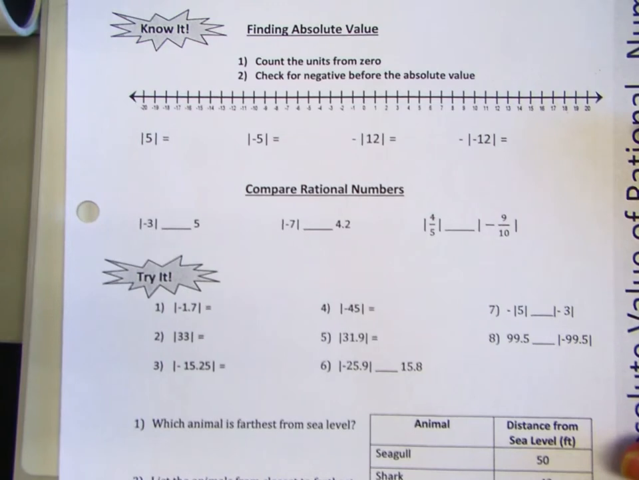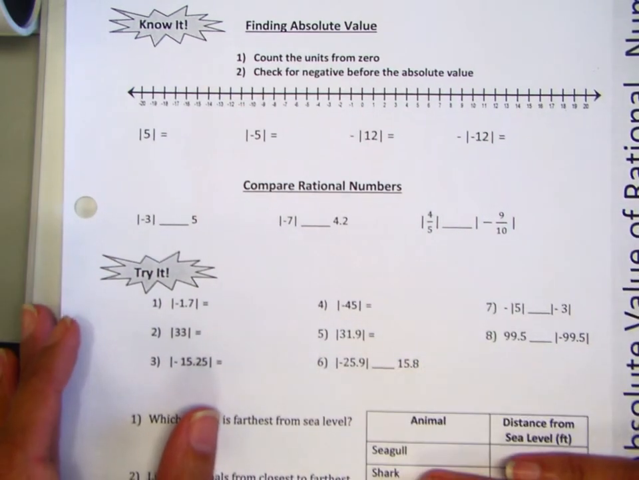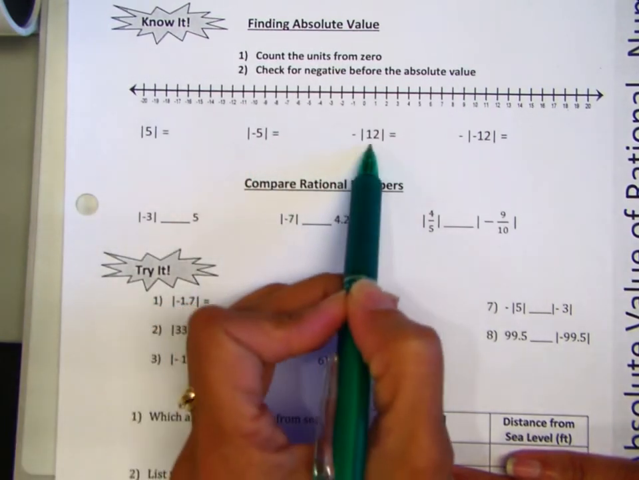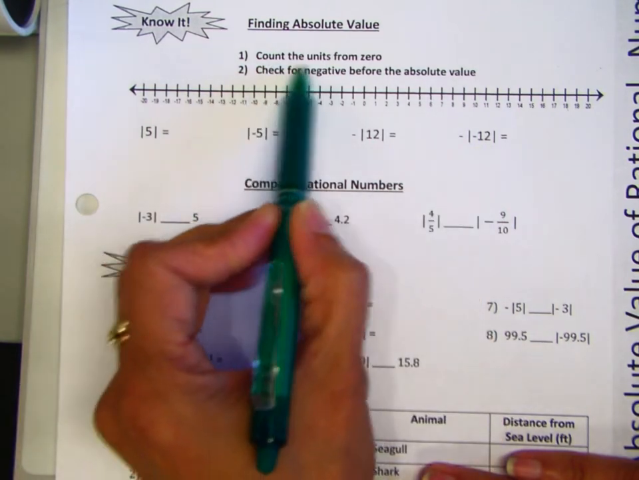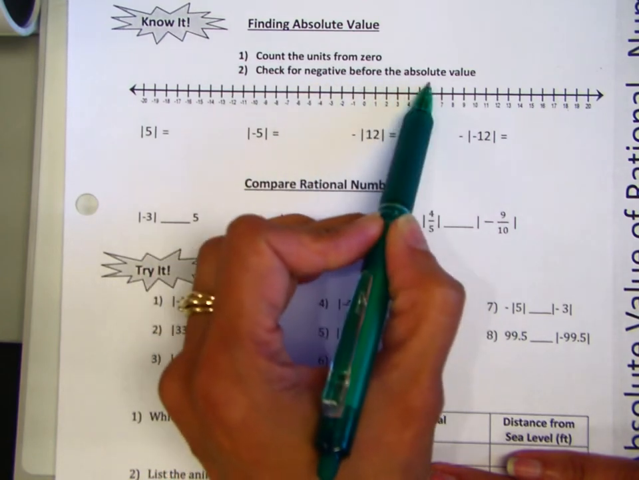We want to find absolute value. To find the absolute value, we know the absolute value is the distance from 0. So on the number line, we are going to count the units that our number is from 0. So looking at some of our examples, we have 5, -5, 12, and -12. Once you've counted the units from 0, you also need to check for the negative number before the absolute value.